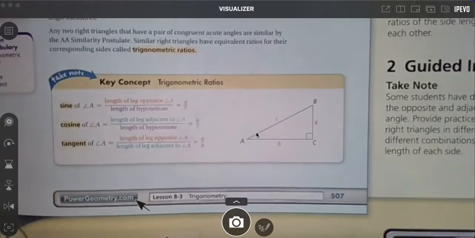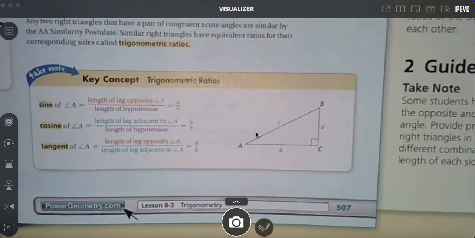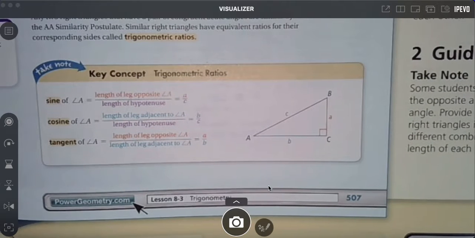So we're looking at trig ratios, is what they're called. It's sine, cosine, and tangent. So you have a right triangle. That's what we're dealing with in this chapter. And what's the hypotenuse? Is it A, B, or C? C. C is the hypotenuse. It's always the longest side, and it's always across from the right angle right here. So C is the hypotenuse.